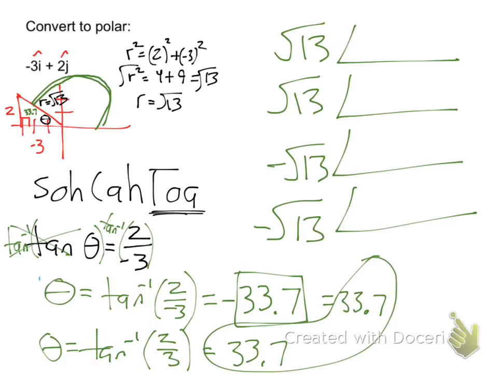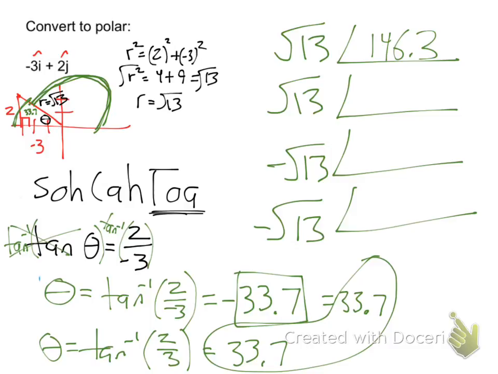But if I wanted to go all the way to the x-axis again, how far would that be? If I went all the way around, it'd be 180. But I'm not going 180. I'm going 33.7 degrees back from there. So what should I do? 180 minus 33.7. And you get what as an answer? 146.3. If I went 146 degrees, I would follow the big arc to there.